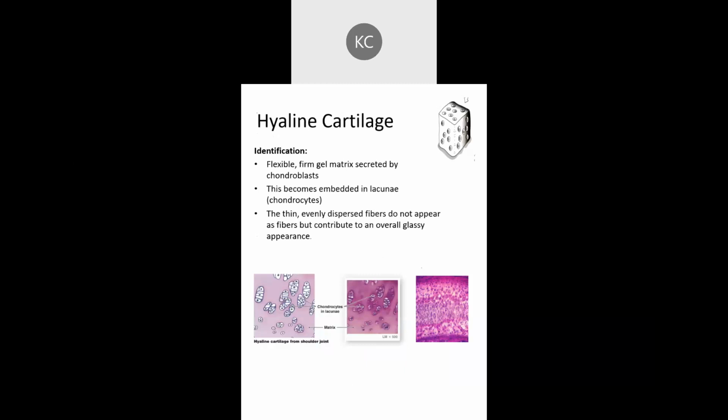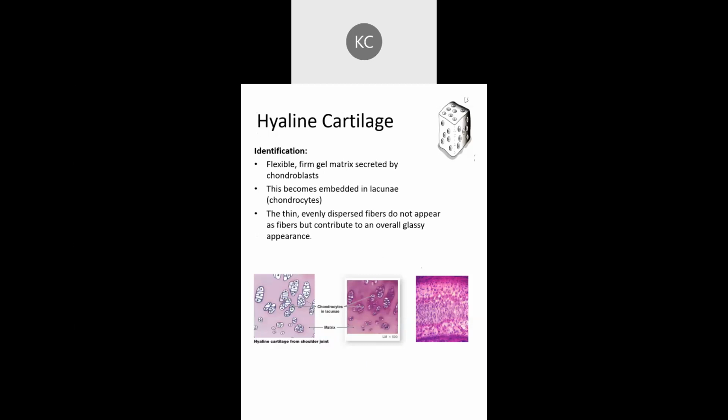So when we look at our different cartilage types, we have three different types. We have hyaline cartilage, fibrocartilage, and elastic cartilage. So we'll look at hyaline cartilage first. Hyaline cartilage is a very common type of cartilage. We find it throughout the body in different areas, and we also have it during our development. And there are certain areas where we actually lose hyaline cartilage as we develop, but we'll talk about this.